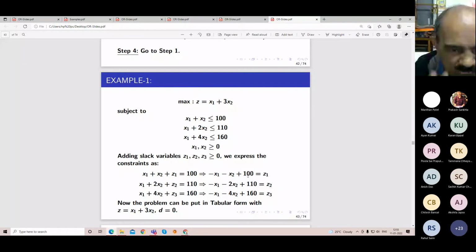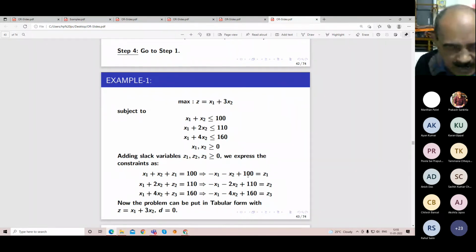Slack variables and actual decision variables. Surplus variables, artificial variables are not there. If surplus variables or artificial variables are there, this method is no longer applicable.